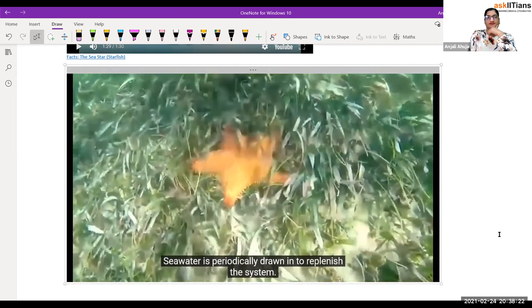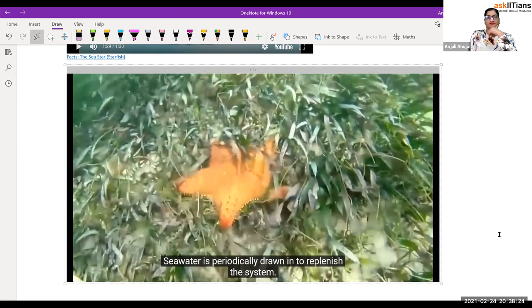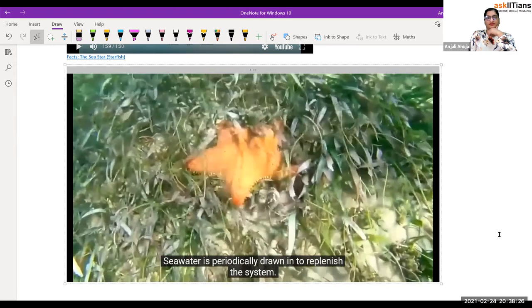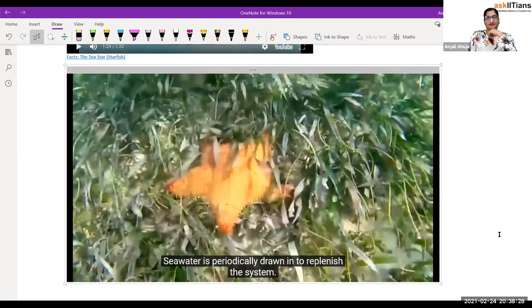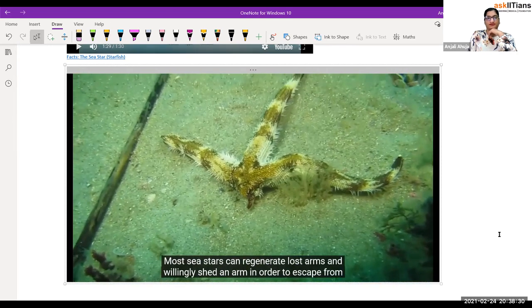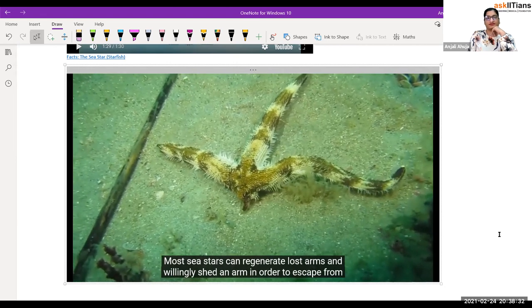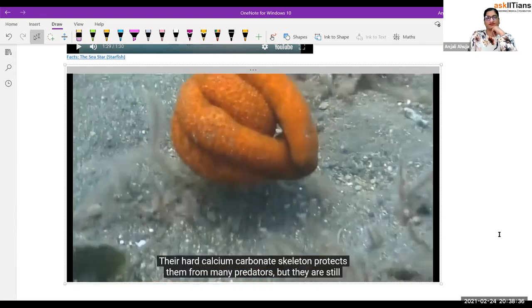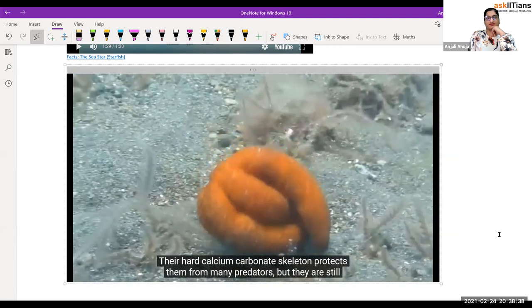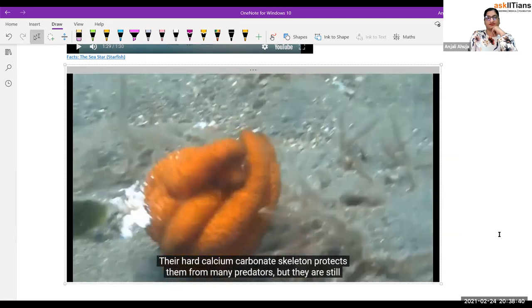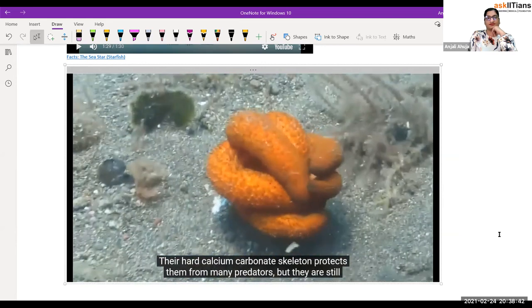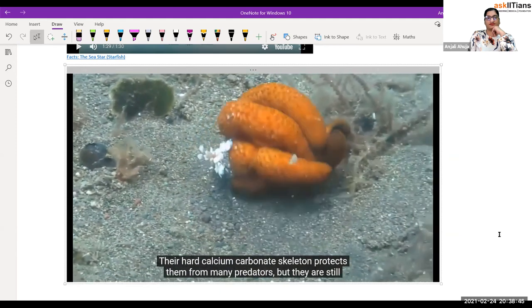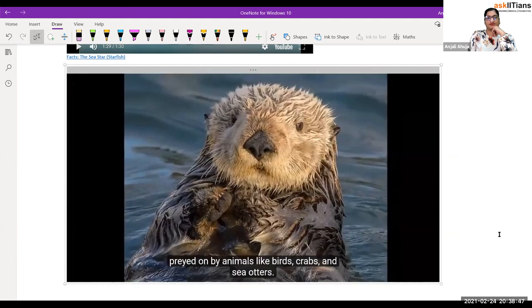Seawater is periodically drawn in to replenish the system. Most sea stars can regenerate lost arms and willingly shed an arm in order to escape from a predator. Their hard calcium carbonate skeleton protects them from many predators. But they are still preyed on by animals like birds, crabs, and sea otters.